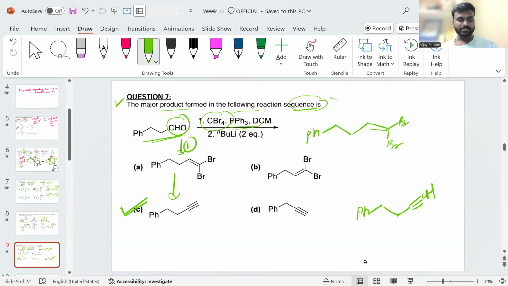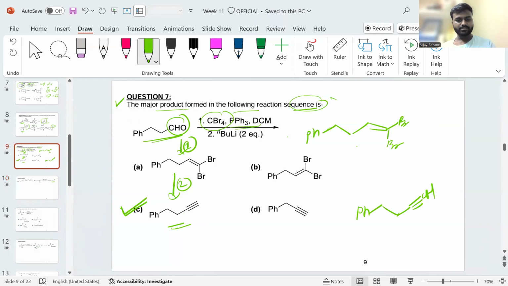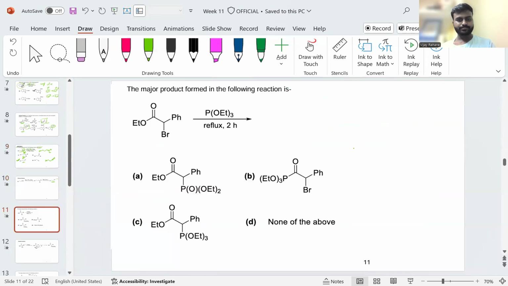So if you use reaction condition one, it gives this product, and on this one, if you put reaction condition two, that's butyl lithium in two equivalents, we get this product. So here is the, right. So you can see this is the product formed in the final product. So option, which is option C.